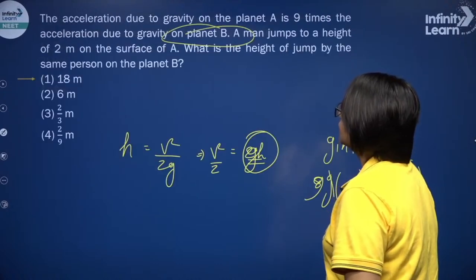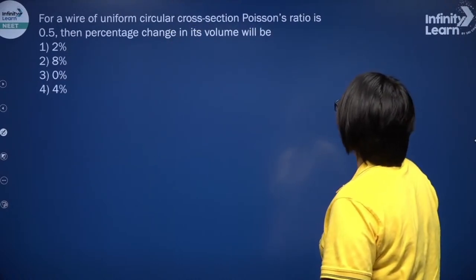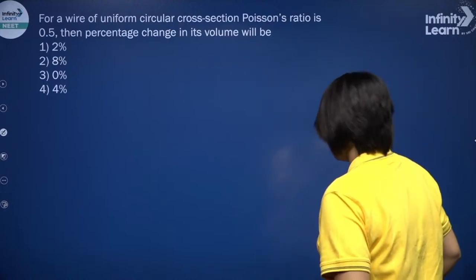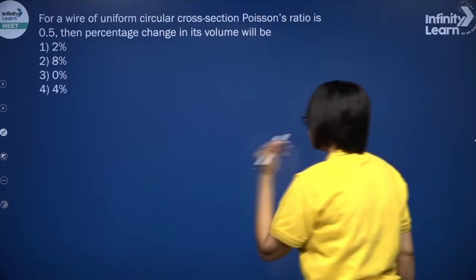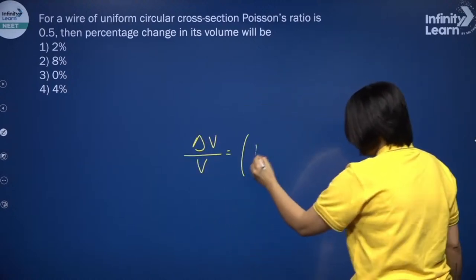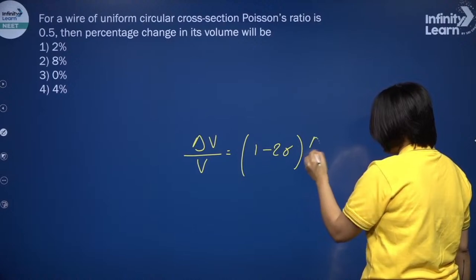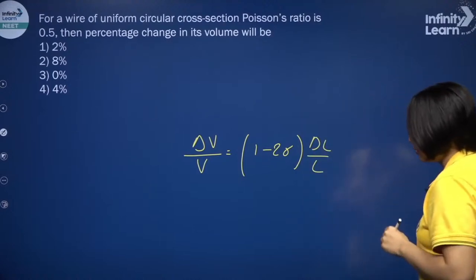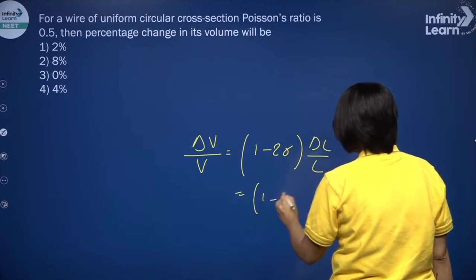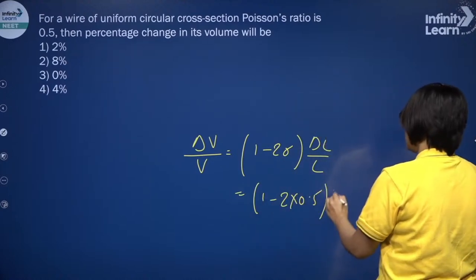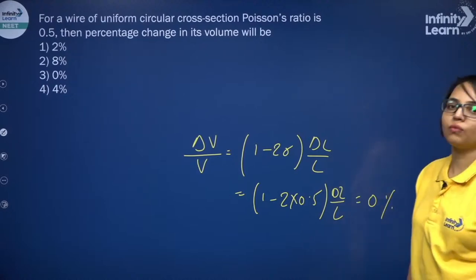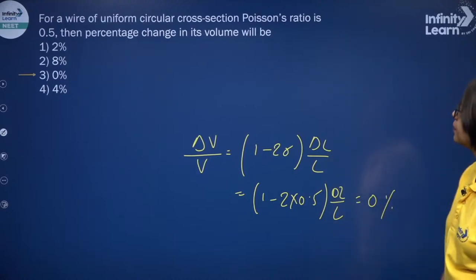Next is this one. A wire of uniform cross-section having Poisson ratio as 0.5, then what is the percentage change in its volume? So delta V upon V, the fractional change in its volume, is given as 1 minus 2 sigma delta L upon L, where sigma is the Poisson's ratio. Poisson's ratio is 0.5, so it is 1 minus 2 into 0.5 into delta L upon L, and this is nothing but 0. So percentage change in the volume is 0%, which is option 3.